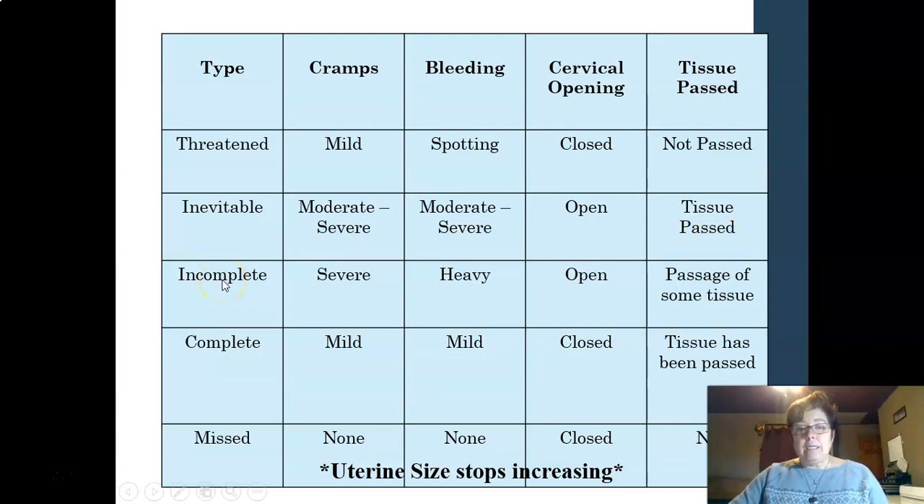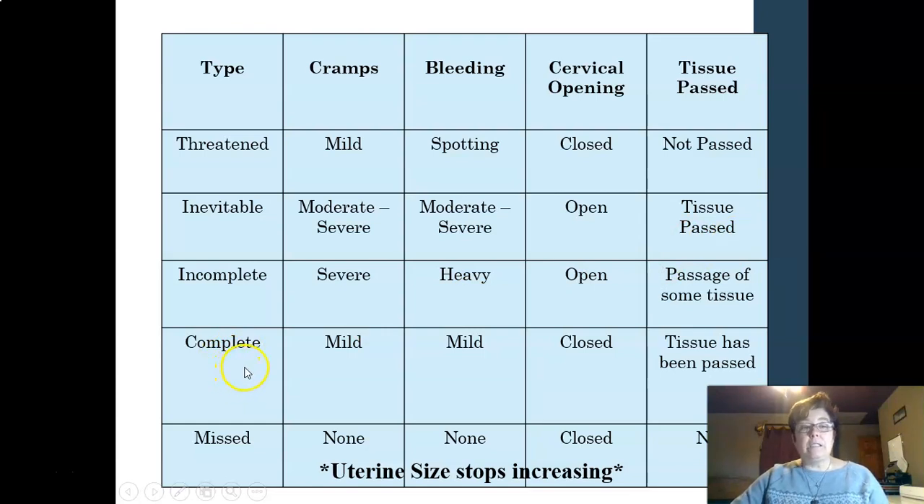And incomplete means that she's still in the process of miscarrying when she seeks medical help. She will have increased bleeding, increased cramps, the cervix is open. She will say that she probably noticed some type of tissue that she passed, but not all of it because it's incomplete. There's still some in the uterus. An inevitable miscarriage means maybe not all the tissue was passed either. There may still be some inside the uterus.